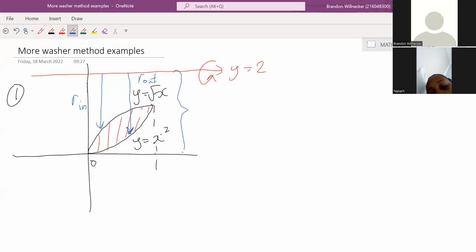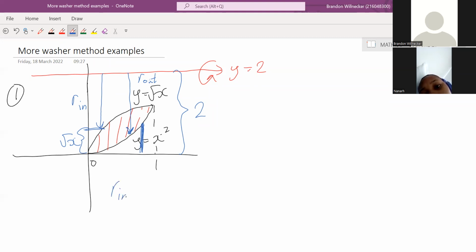Now we know that the total distance is going to be 2. The distance from the x-axis to this line y equals 2 is going to be a distance of 2. If we just make a little mark here, this distance over here is going to be root x, because that's y equals root x. And then this distance here up to our y equals x squared function, that distance is going to be x squared. So if we know all those distances, we can find r in and r out.